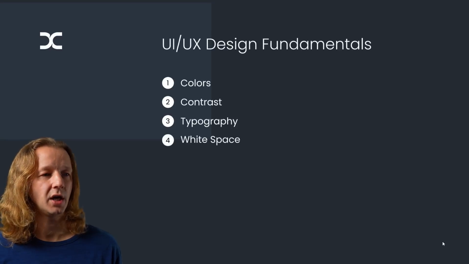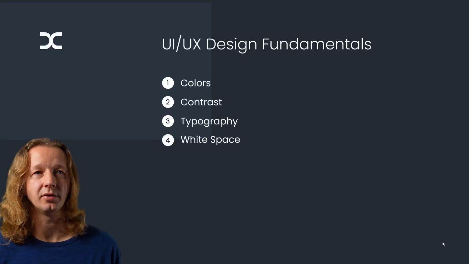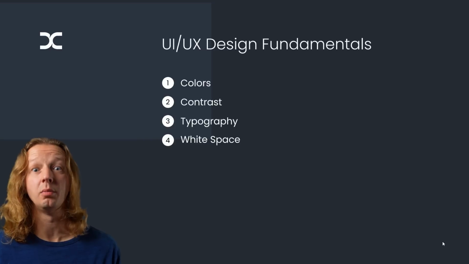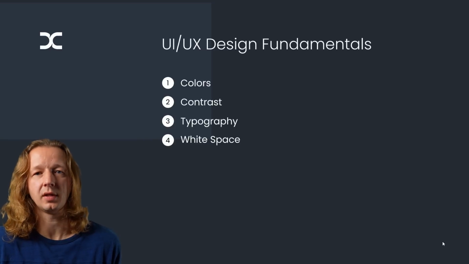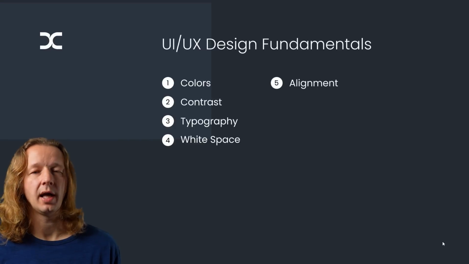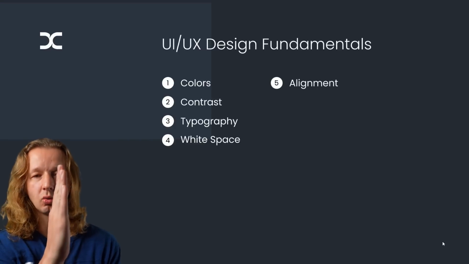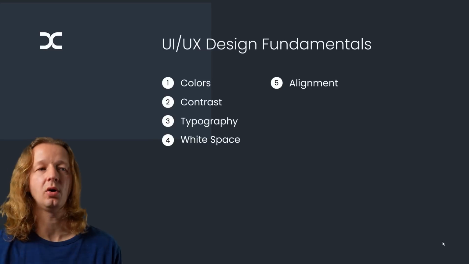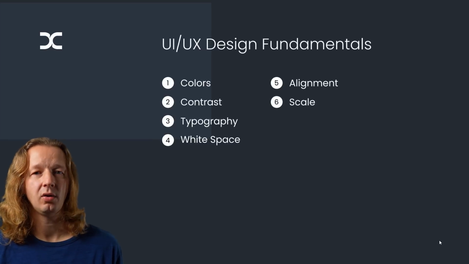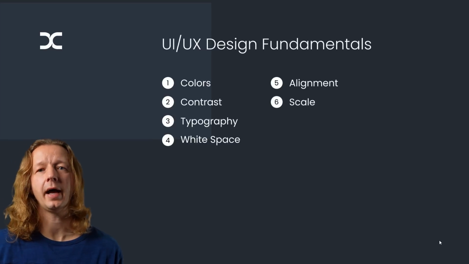You also need to understand white space. Understanding how that empty space plays an important role, even though it's void and there's nothing there. Also alignment, how to align your things correctly along columns and also rows. Scale, how big should this be versus that?